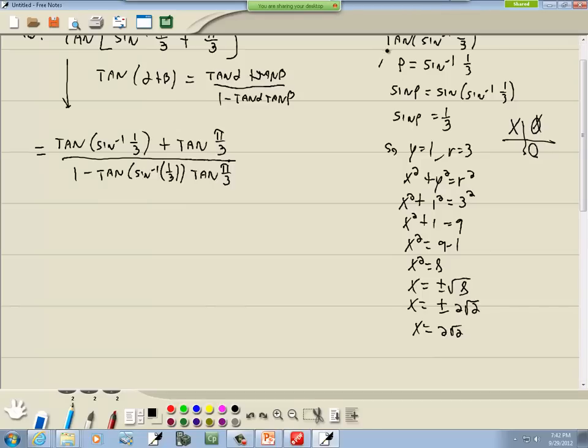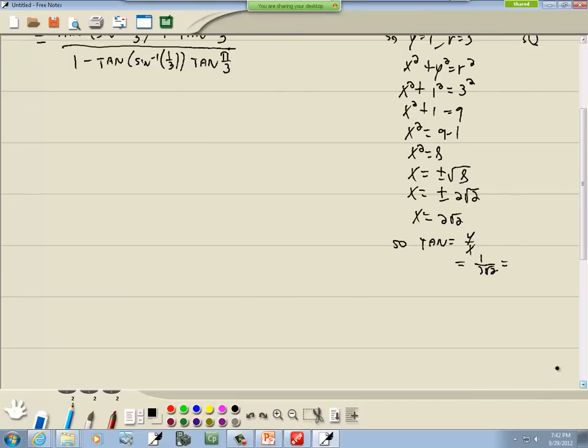Now we're looking at our outer trig function, which is tangent. Tangent is equal to y over x, and y we said was 1, and x is 2 square root of 2. We'll multiply top and bottom by square root of 2, and I get square root of 2 over 2 times 2. So you get square root of 2 over 4. And that's your tangent. So square root of 2 over 4.